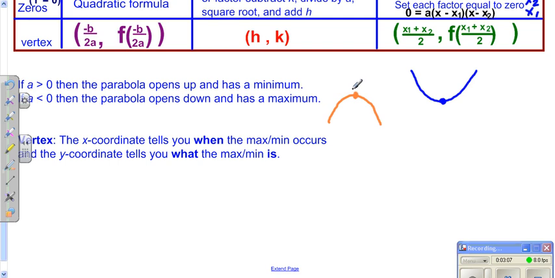Now, the x-coordinate of your vertex tells you when your max or min occurs, how far you have to go left and right to find your max or min. But it's really the y-coordinate that tells you what your maximum or minimum is. Your max or min is the height, how high it goes or how low it goes, and that's always the y-coordinate.